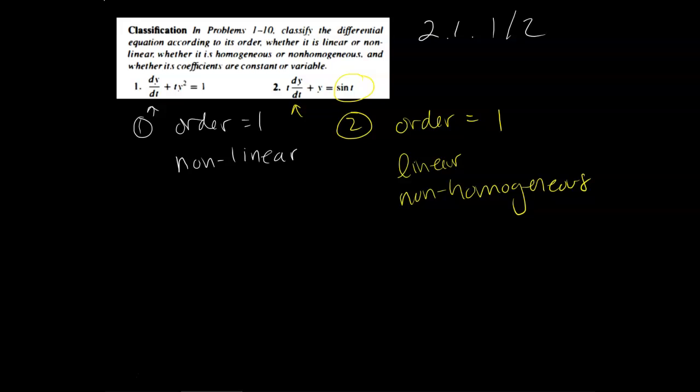And are the coefficients constant or variable? Well, this is a constant coefficient, but there is a t multiplying our derivative, so they are variable coefficients. So there is a classification.